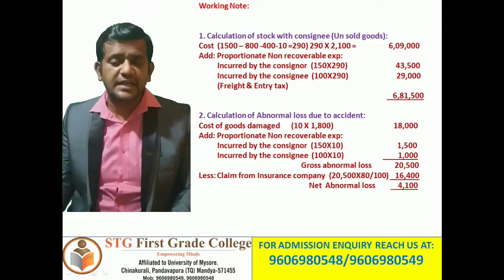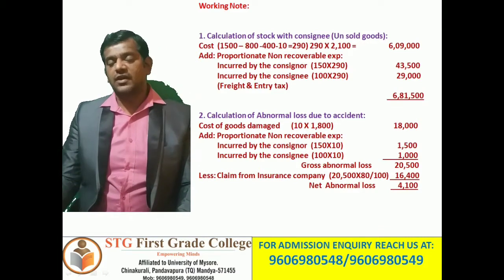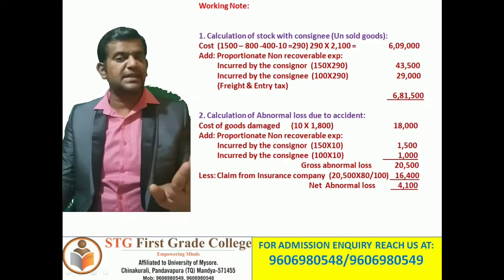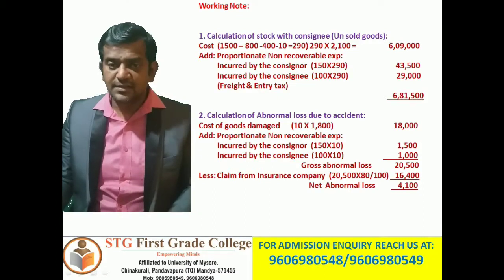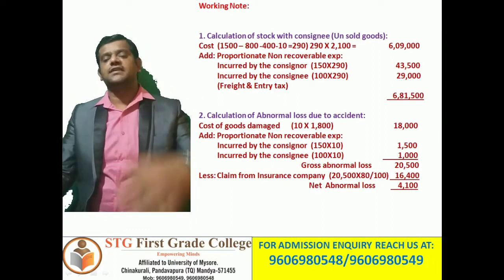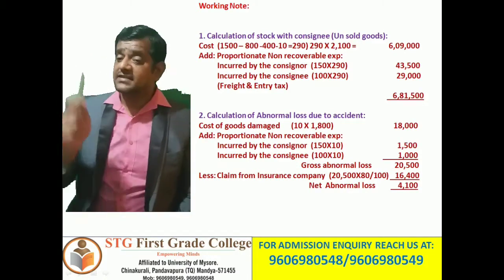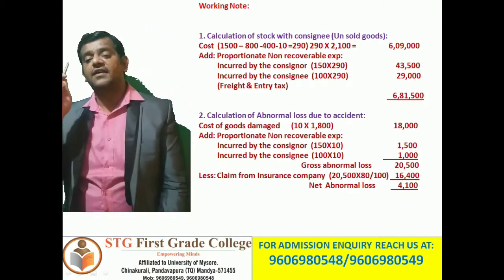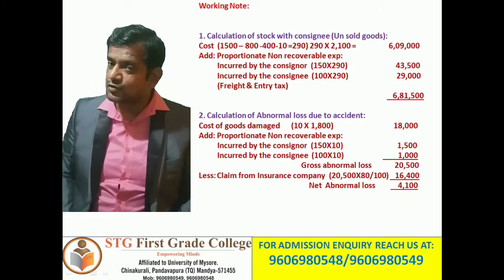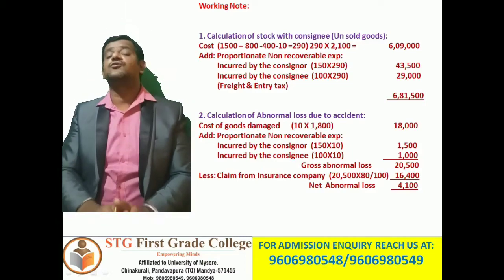Expenditure incurred by the consignee is 100 rupees per bicycle. That I have taken, that is only freight and entry tax. I have not considered the sales and advertisement expenditure, the reason I told you at the beginning of this problem. Clear? So 100 into 290 bicycles comes to 29,000 rupees. Now add all the three: 6,09,000 plus 43,500 plus 29,000. So the total comes to 6,81,500 rupees. That is the value of closing stock. How much is the closing stock value?